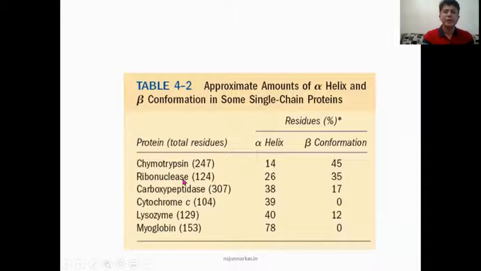Ribonuclease is another globular protein which has 26% of amino acid residues in alpha helix conformation and 35% of amino acid residues in beta conformation. Myoglobin has 78% in alpha helix conformation and none are found in the beta conformation.